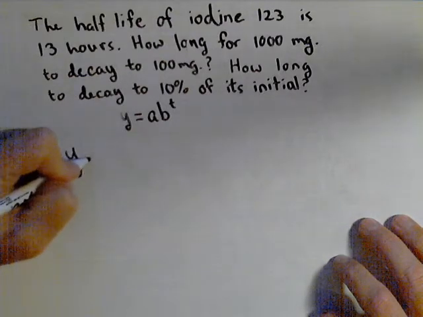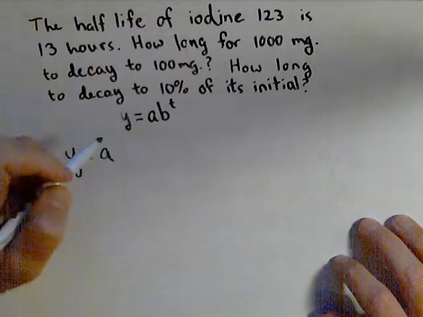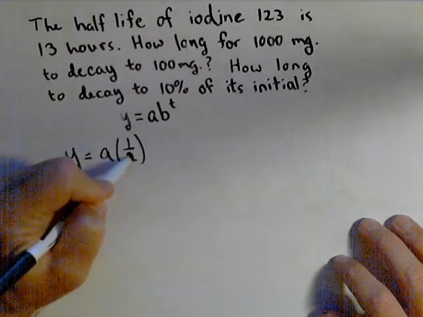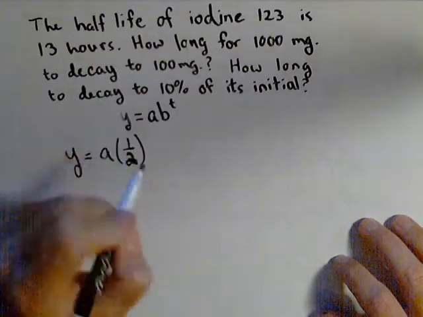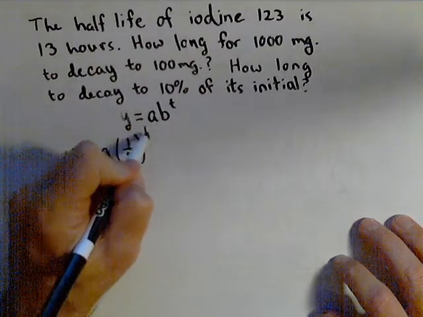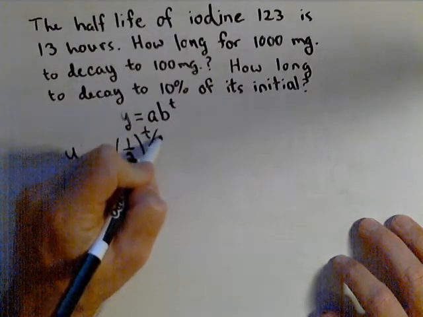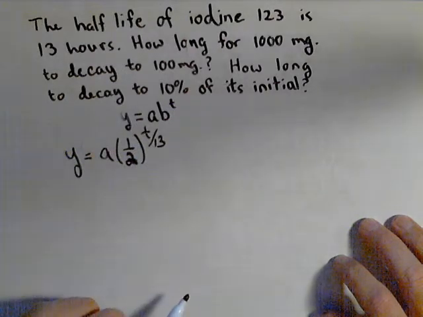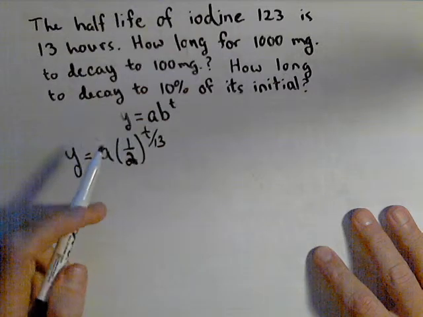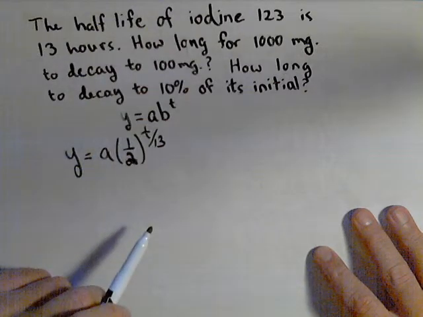Because what I can do is I can say, okay, well, I've got my initial A, its half-life, so I want it to be multiplied by a half, but not every hour. I want it to be multiplied by half every 13 hours, so I compensate for that in the exponent and make it t over 13. And there's my model. For any initial, I now have my model for iodine-123.